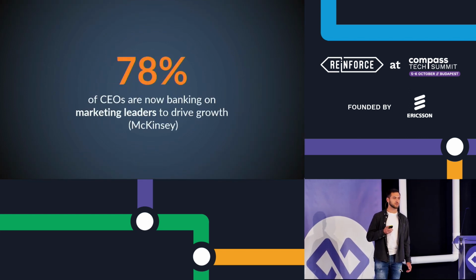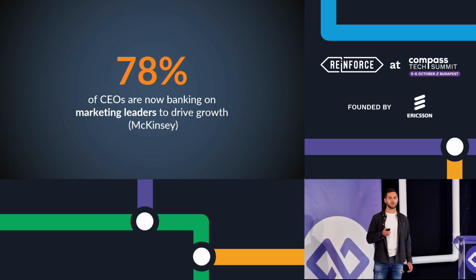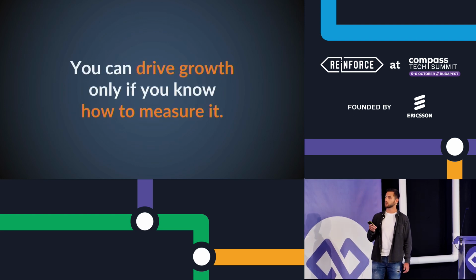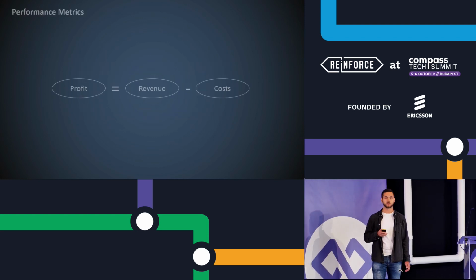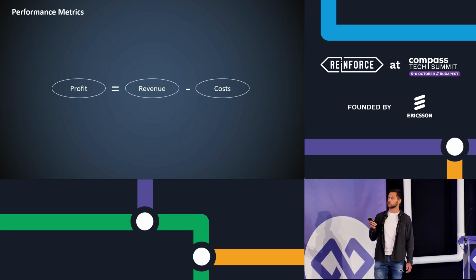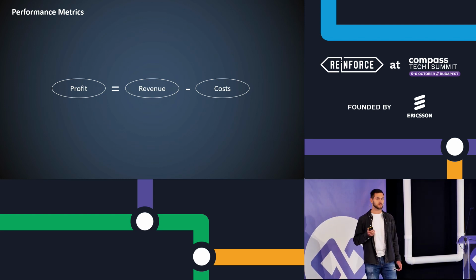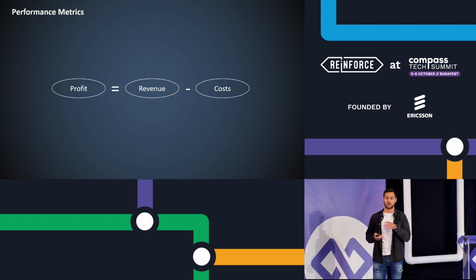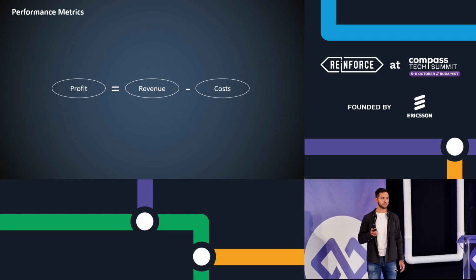So I would like to kickstart this session with this: 78% of CEOs are now banking on marketing leaders to drive growth. But we can drive growth only if we can measure it, and performance metrics will help us with that. The high-level basic formula: profit is equal to revenue minus costs. Pretty much we can understand what's going on in the business by this formula, and a good point is that a data scientist can influence each component of this formula.